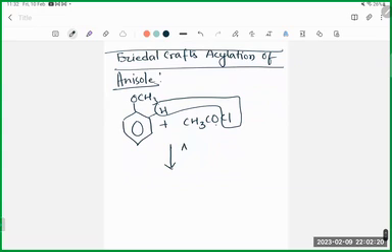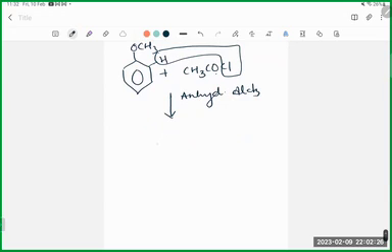So it happens in the presence of anhydrous aluminium chloride, basically. And we get the loss of HCl over here. We get the product as OCH3 and COCH3 over here. Is this clear?